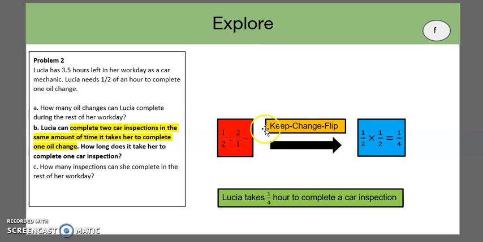inspection. Here we do keep change flip, so we want educators to elaborate on how to do keep change flip for our students. We keep the 1/2, change the division sign to multiplication, and the 2/1 turns into 1/2. We multiply it across, and Lucia takes 1/4 hour to complete a car inspection.